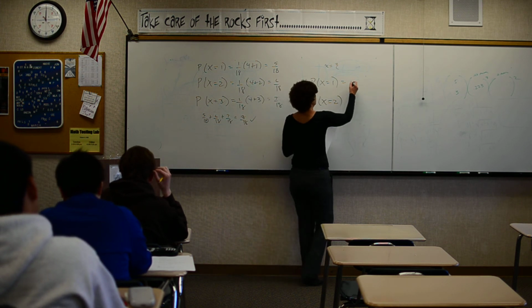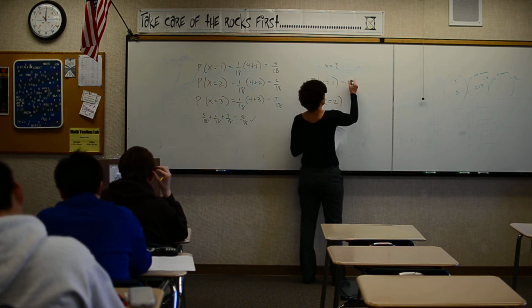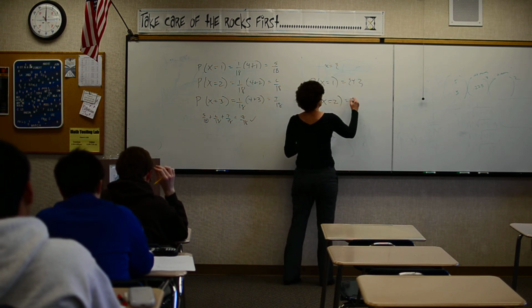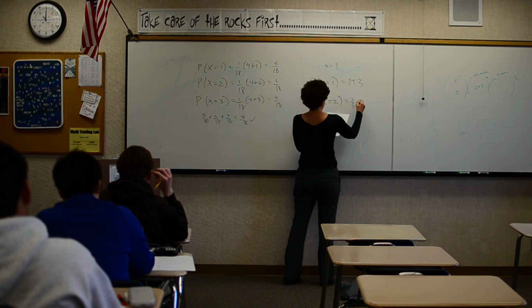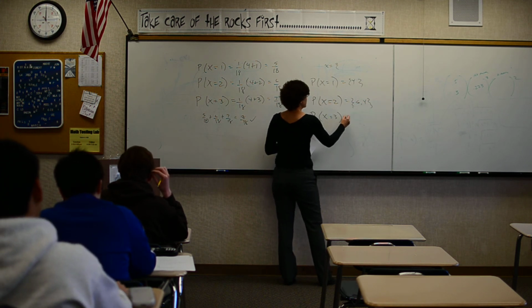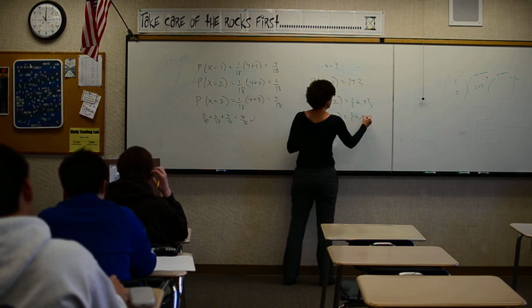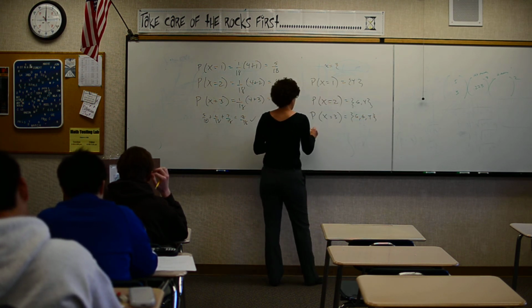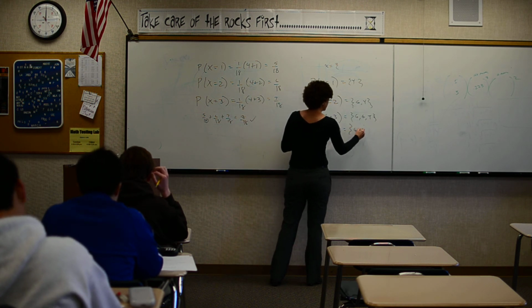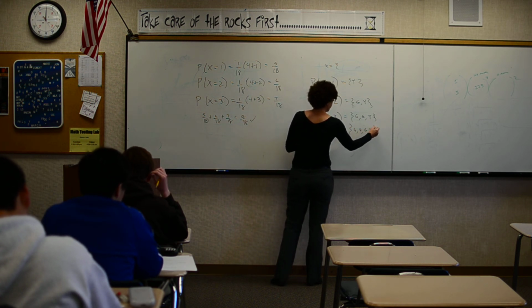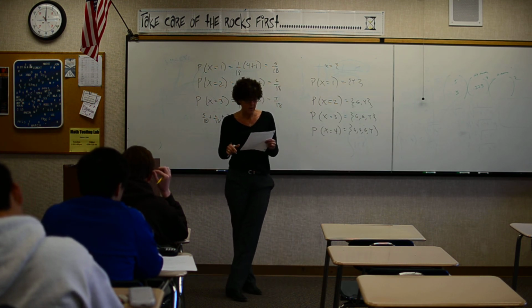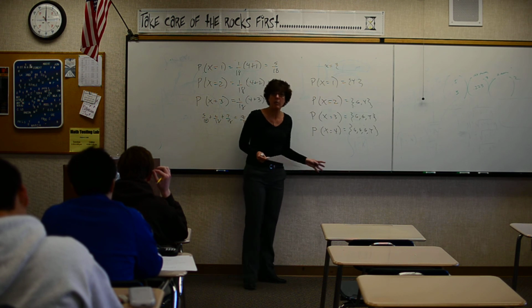Okay, let's write this out. Probability that x is 1 is basically going to be yellow, right? Probability that x is 2 is going to be green and then yellow. Probability that x is 3 is going to be green, green, yellow. Probability that x is 4 is green, green, green, yellow. Can I go any further than that? No. All right, so those are possible outcomes.